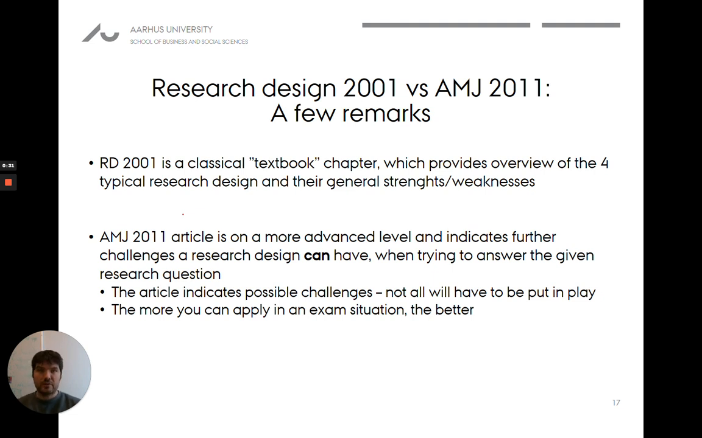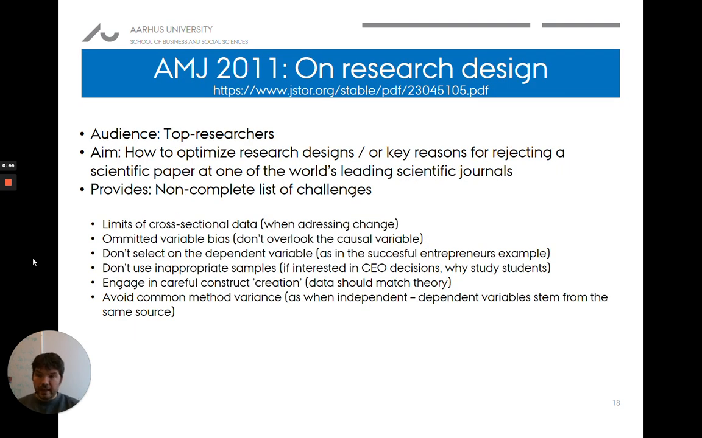So in an exam situation, don't expect all of these to come into play, but you might have an opportunity to identify that one or some of these challenges are in play in the description of the research design. Again, this text is written for researchers and it's trying to outline some typical pitfalls, some typical reasons for why a submission of a paper to one of the world's leading scientific journals might be rejected. So it's trying to outline some typical flaws, some typical things to pay attention to. And I'll go through each of these in the coming slides.